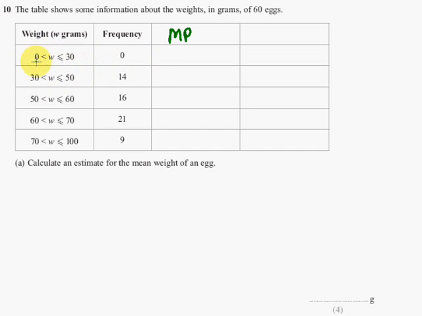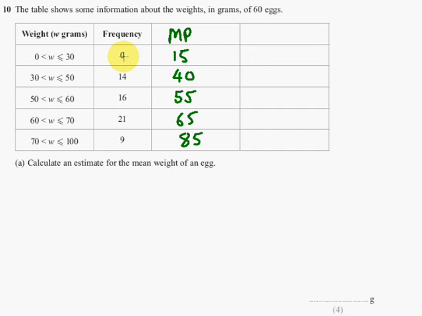So if you find the midpoints of the class intervals, the midpoint between 0 and 30 is 15, the midpoint between 30 and 50 is 40, the midpoint of the next class is 55, the midpoint of the next is 65, and the midpoint between 70 and 100 is 85. Okay. Now we're going to times these through to get the total weight.